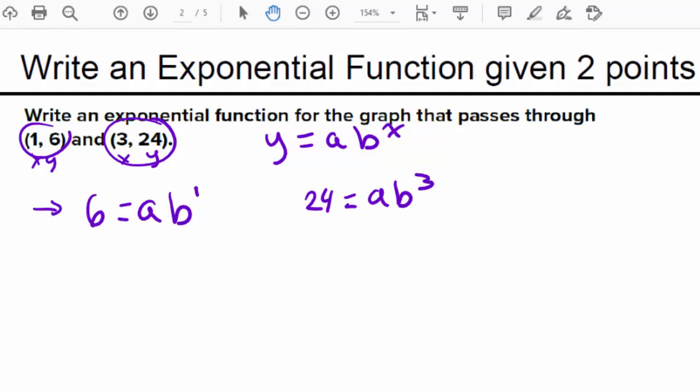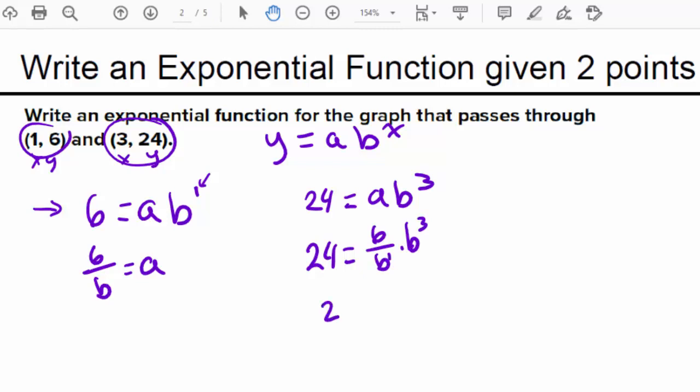So let's solve this first one for a. So a is going to equal 6 over b. Since there's a 1 right here on the exponent, it's very easy to do that. So now we're going to substitute that into the other equation. So 24 is going to equal 6 over b times b to the third power. This is b to the first.